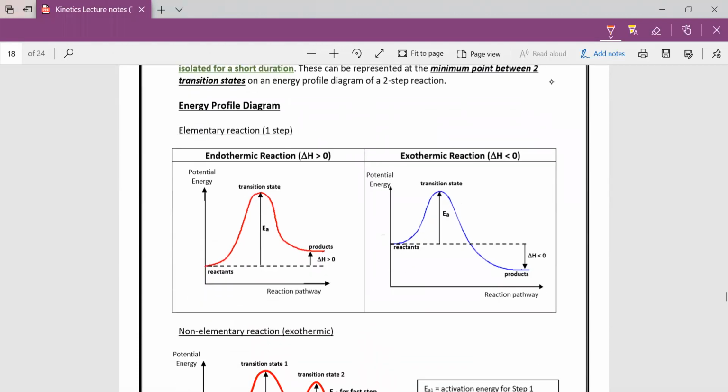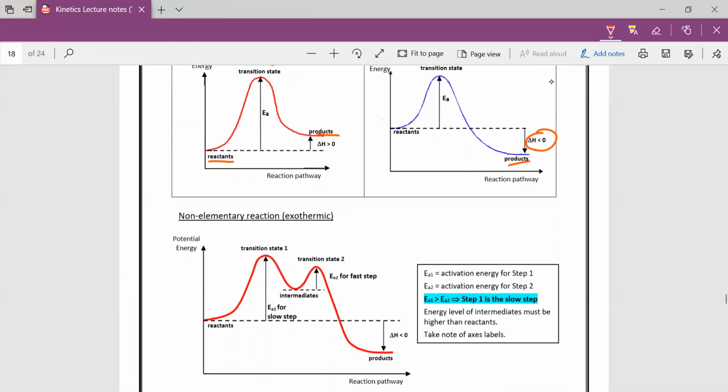Okay, so we look at the energy profile diagram for an elementary reaction, which is one step. If you look at the endothermic one, you can observe that after the reaction, the energy level of the product becomes higher than the reactant. Okay, note the transition state. And compare that to an exothermic reaction where energy is given out through the reaction, and the energy level of the product ends up lower than the reactant.